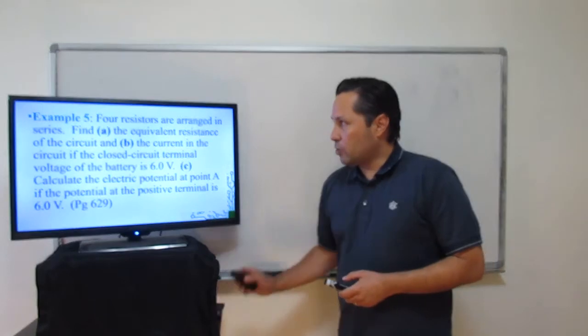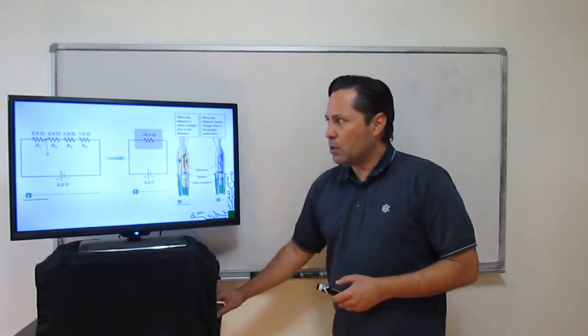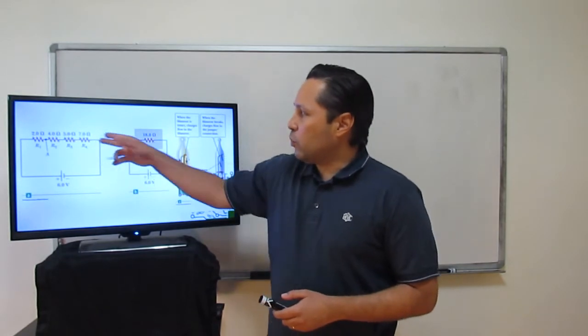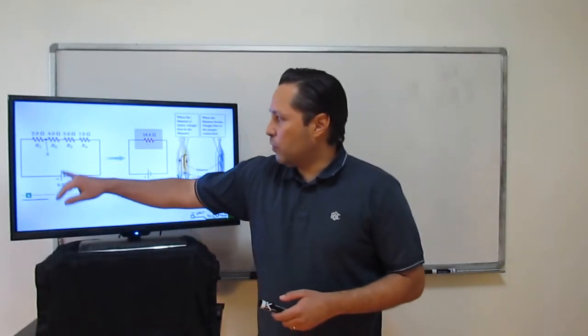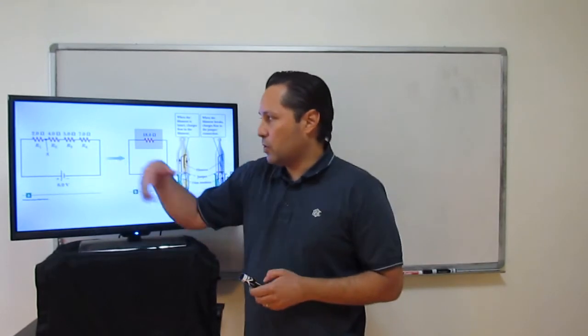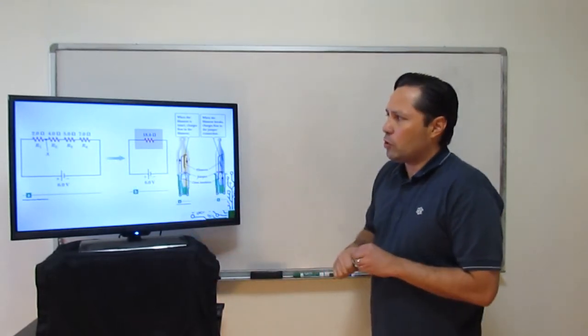Now this question comes along with this diagram right here. Here they give us the resistance for each one, as well as the 6 volts, and later on they're going to ask us about point A, that is between the first and second resistors. Alright, so let's go ahead and solve this problem.